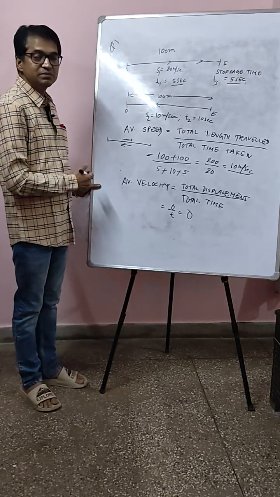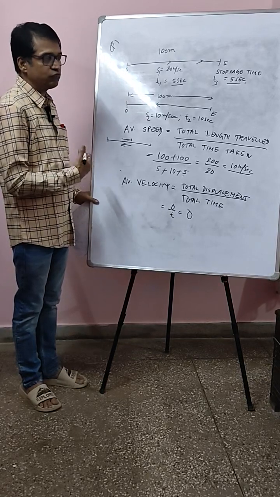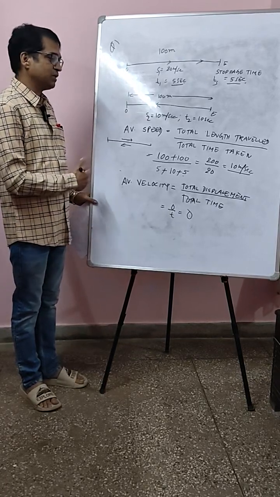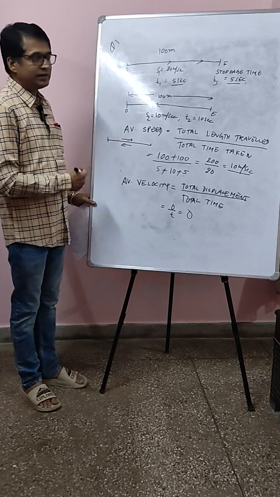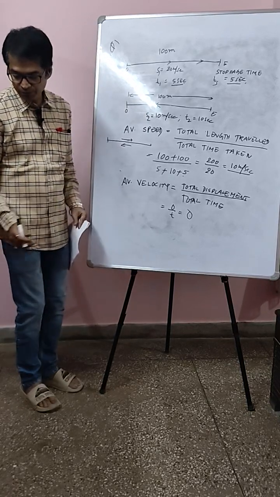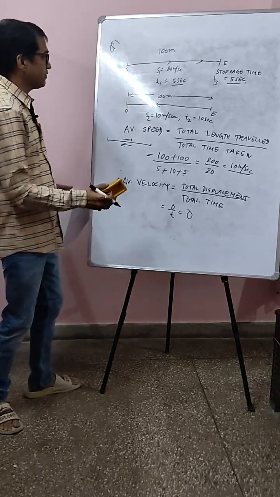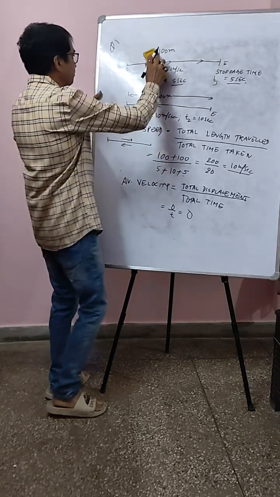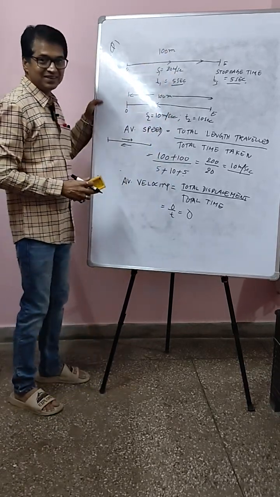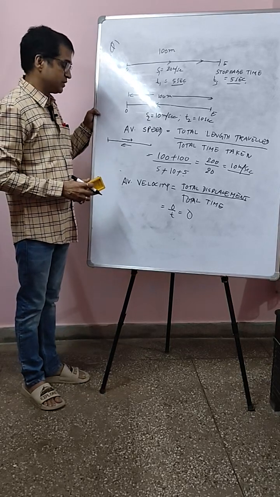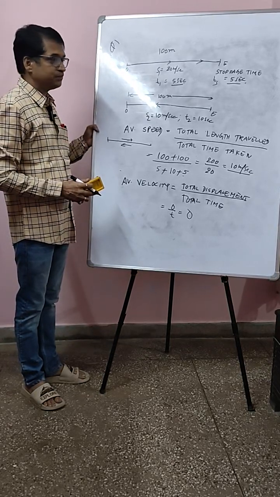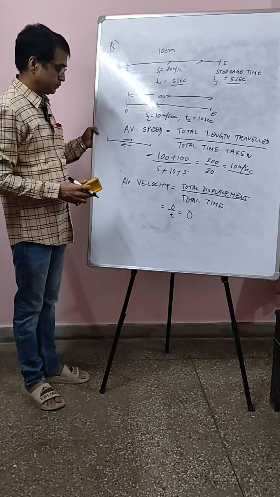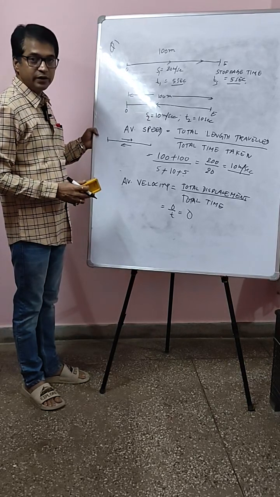Average speed is 10 meter per second and average velocity is 0. Why? Because total displacement, I mean the line connecting the initial and final point, is 0. So the value of average velocity is 0.